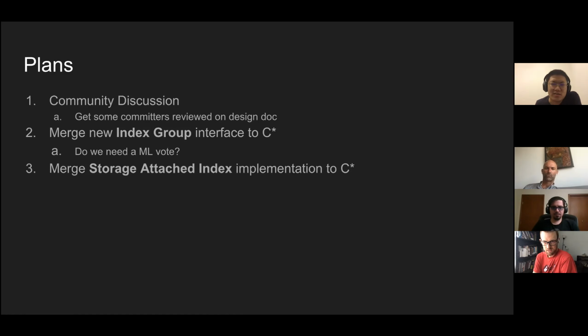And also I'm not sure we would need an ML vote for the index group thing. Okay, go back to that one. My mental model of project governance is not the best, obviously, but it's not a new feature. It's not a huge new enhancement. It's just API flexibility. So it needs review, obviously, given that it changes APIs.